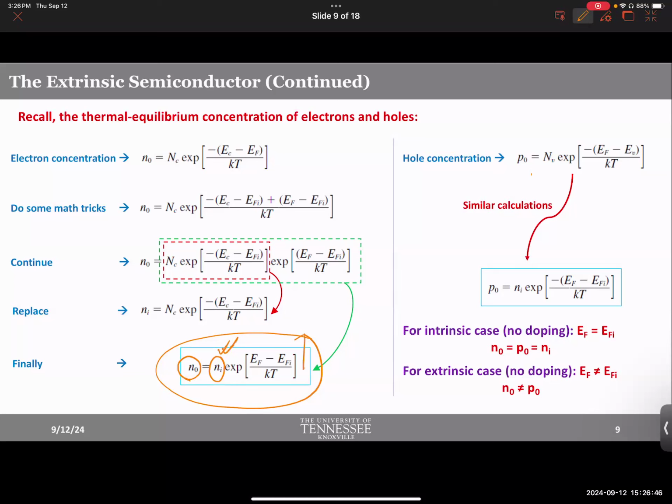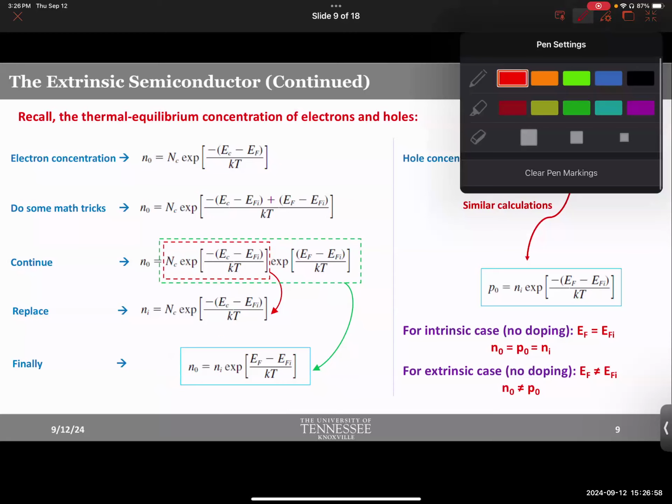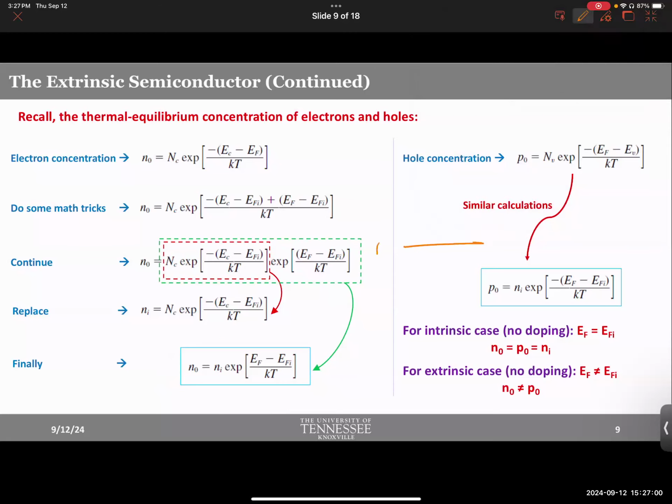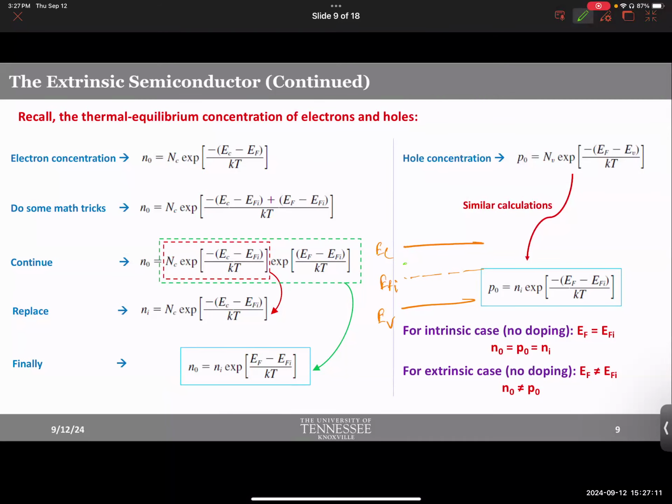But it will go up or down depending on the difference in the Fermi levels. So notice one thing. What is EF? I don't want to get to a different slide because we need this equation, but I want to draw something here. This is EC, EV. This is EFI, which is the intrinsic Fermi level. And let me draw the other Fermi level, the real Fermi level here, EF.